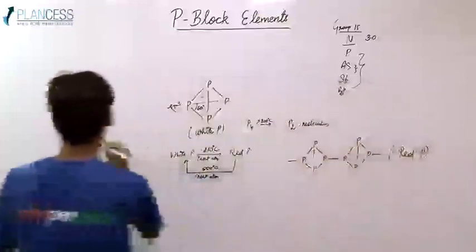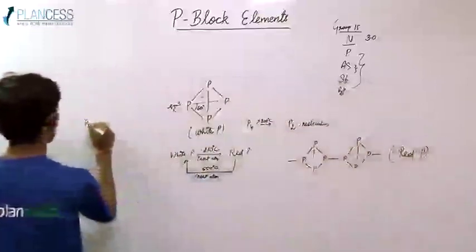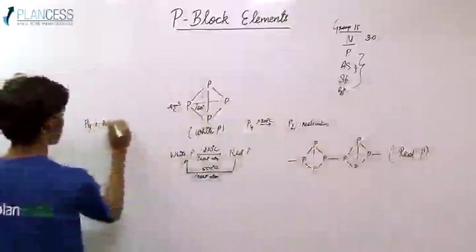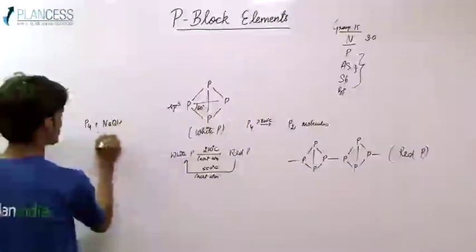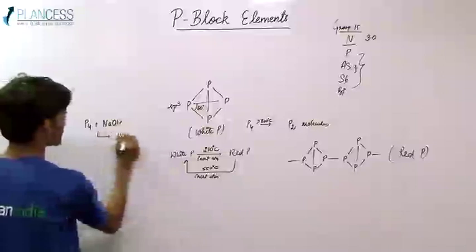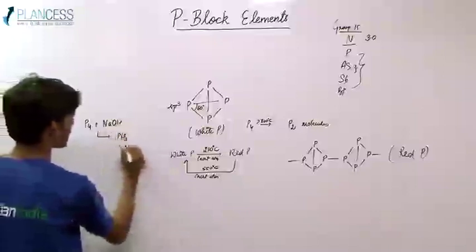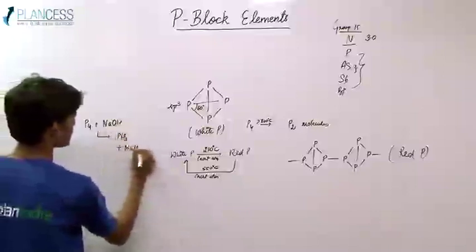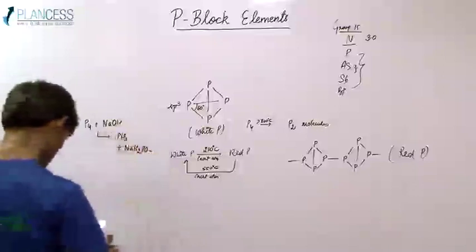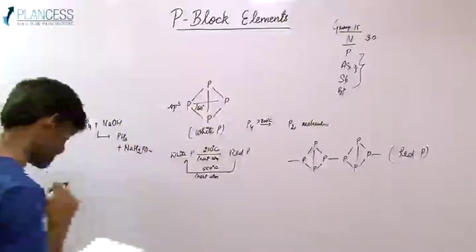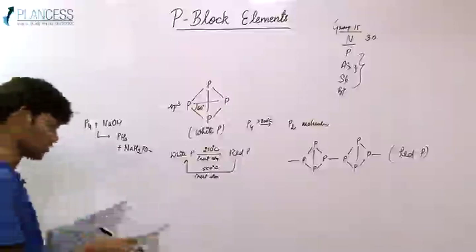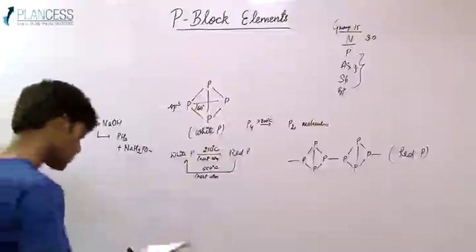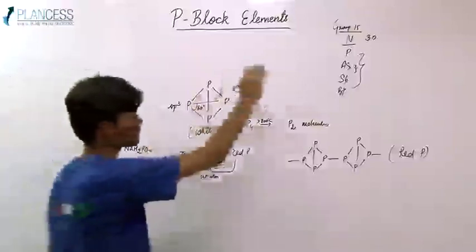P4 again reacts with NaOH, as I told you earlier, and forms phosphine gas and sodium hypophosphite, that is NaH2PO2. So this is the reaction of P4 with NaOH or alkali. Now, this was the white phosphorus, this was the red phosphorus.